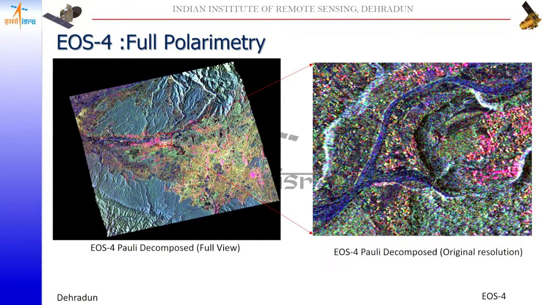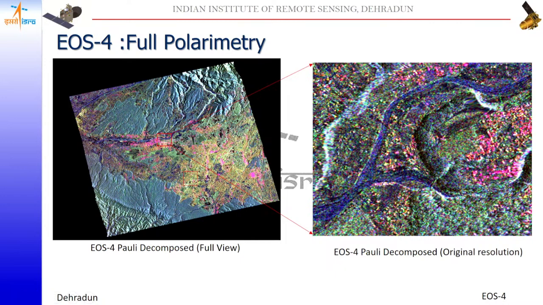So we can see some images from EOS-4 of the full polarimetry. This is the Dehradun region. In this image, the water body is coming as blue, and you can see some urban targets appearing as pink. And the vegetation is coming as blue. If we have not applied any speckle filter, the image can be made better by removing the noise.